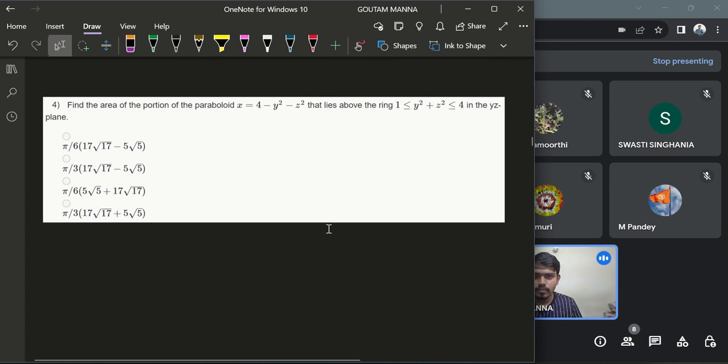Okay, so another similar problem. Find the area of the portion of the paraboloid x equals 4 minus y square minus z square that lies above this ring, and this ring is 1 less than or equal to y square plus z square less than or equal to 4 in the yz plane. Okay, so let me draw it. Let me choose to draw the coordinates in a different way.